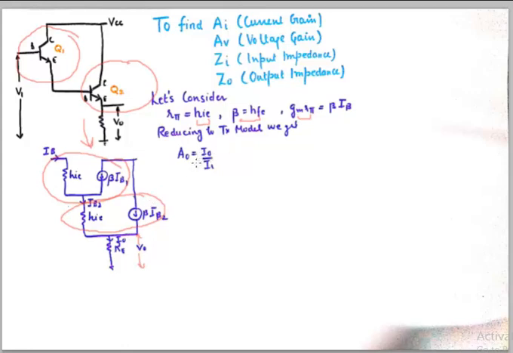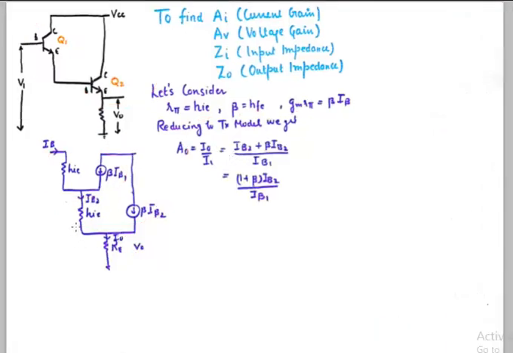So reducing the transistor model, we get AI, this is AI, which will be I0 upon I input. The output current can be thought of as, if you consider this node, two currents are entering into this node. The first current is IB2 and the second current is beta times IB2. So I can say the output current is IB2 plus beta times IB2, and the input current is IB1, and this is IB1 by the way.